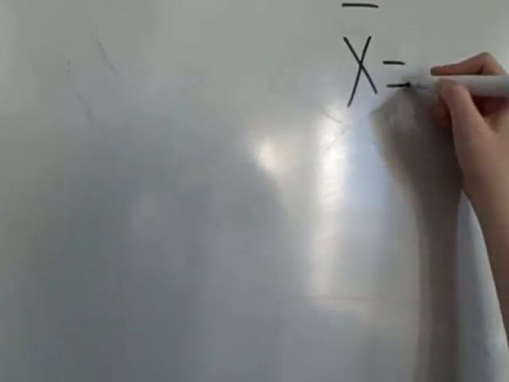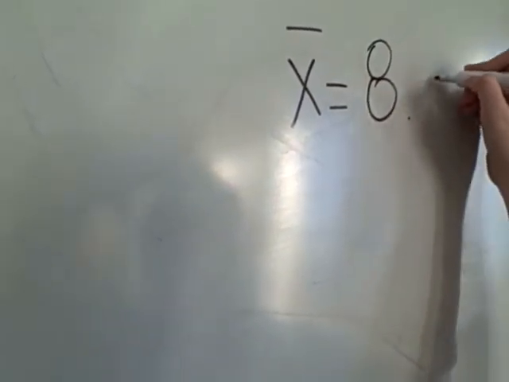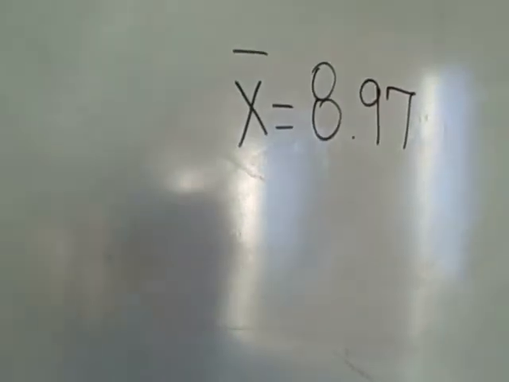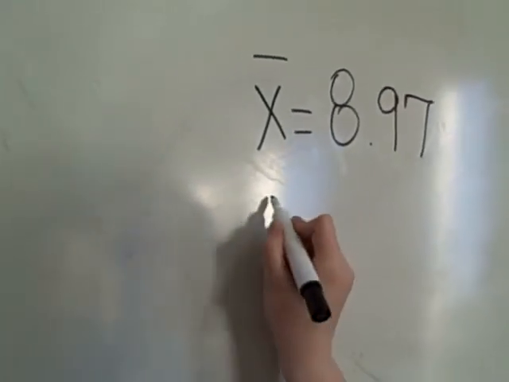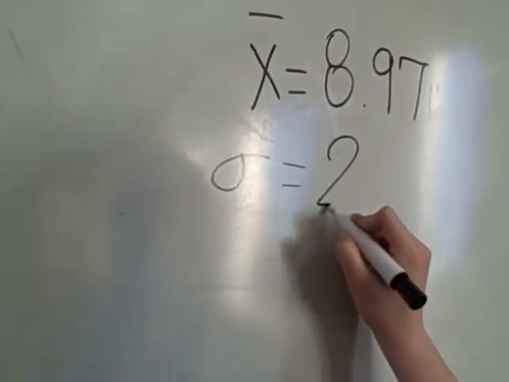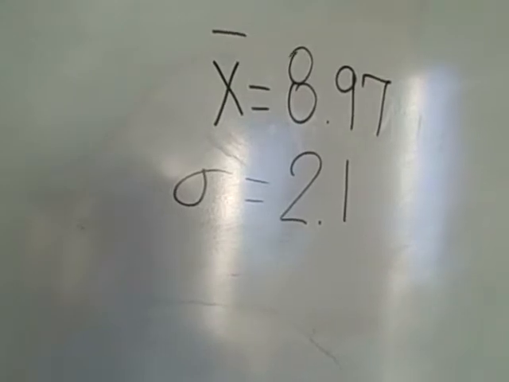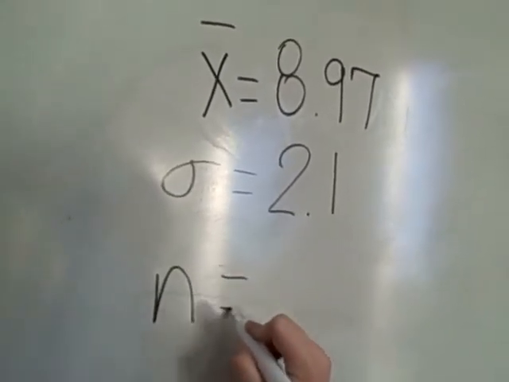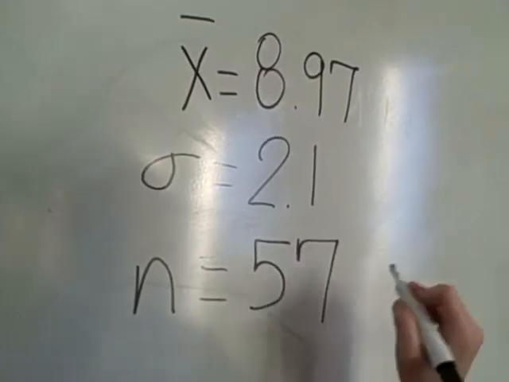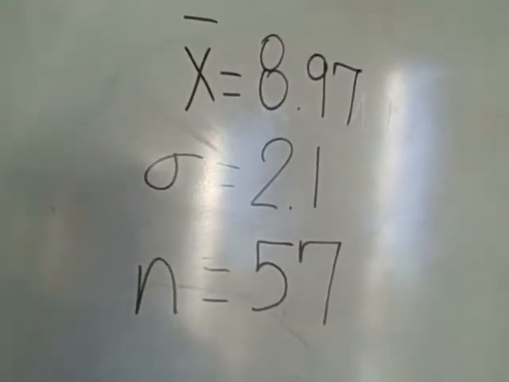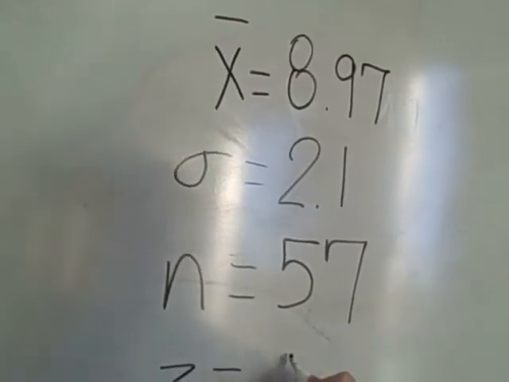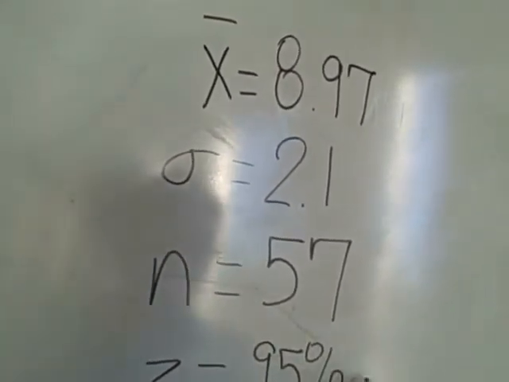Okay, so what we're going to do first is extract our given variables. Our mean is 8.97, our standard deviation is 2.1, our sample size is 57, and our Z-score for 95% confidence is 1.96.